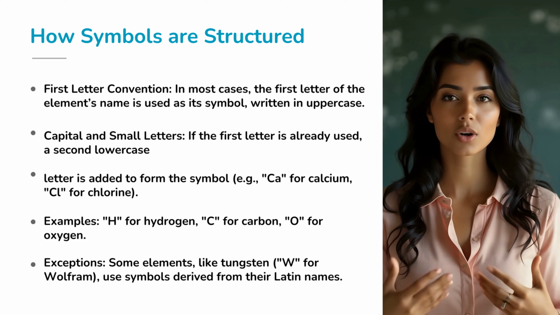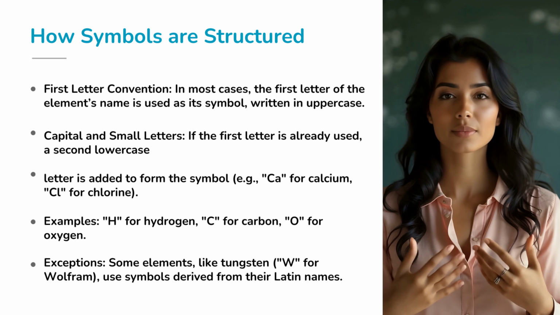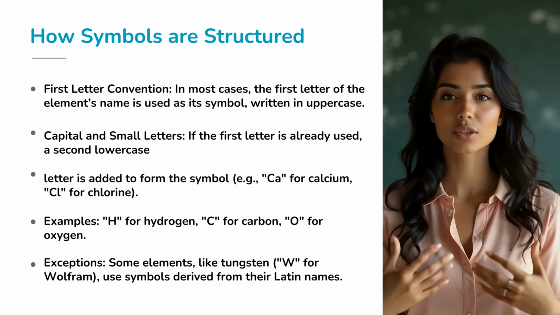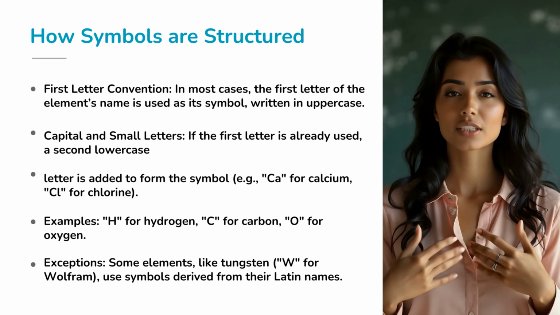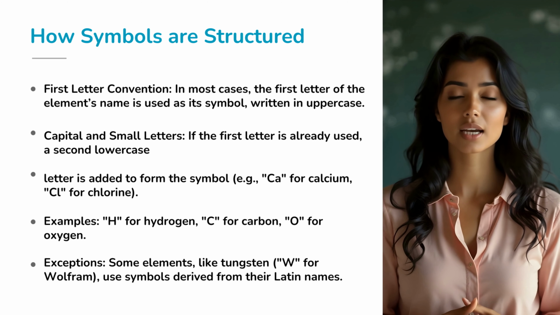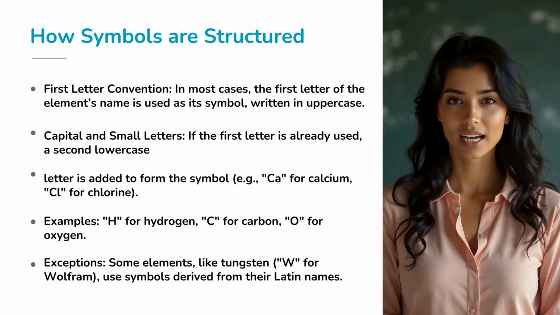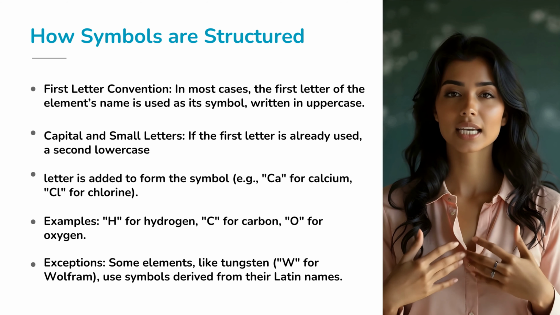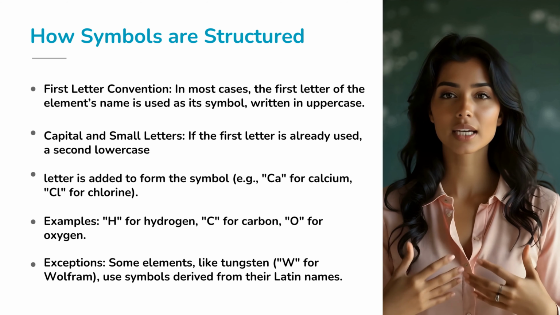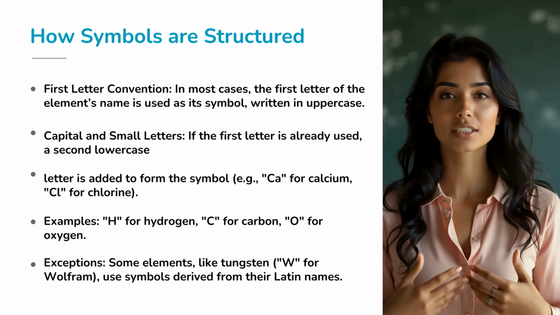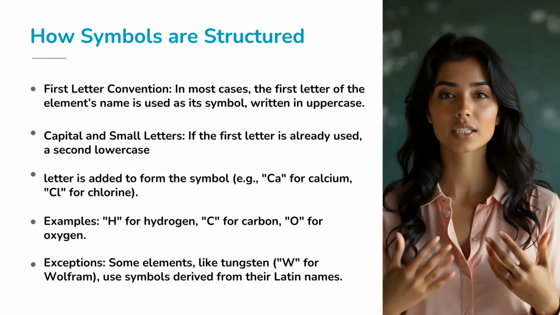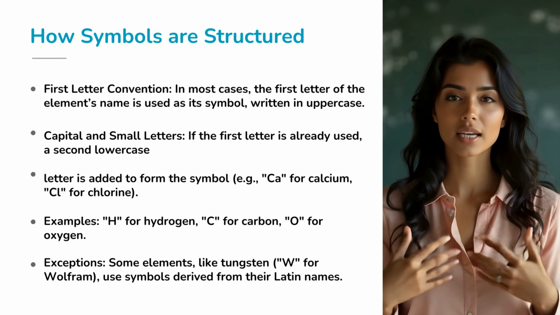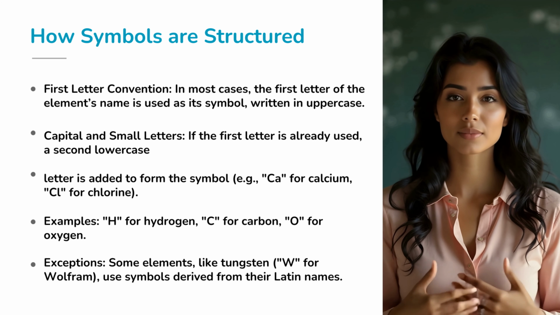These symbols are not just for convenience. They also serve to simplify the way we write and understand chemical reactions. For instance, the reaction of hydrogen and chlorine to form hydrochloric acid is written as H2 plus Cl2 gives HCl. Here, the H and Cl are the symbols, and we don't have to write out hydrogen or chlorine every time. It's fast, efficient, and universal.